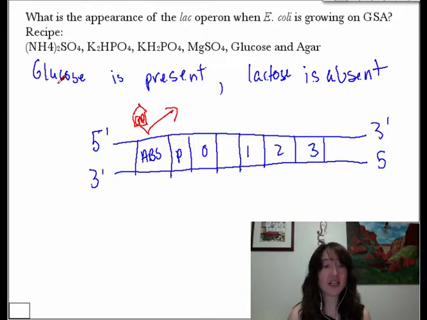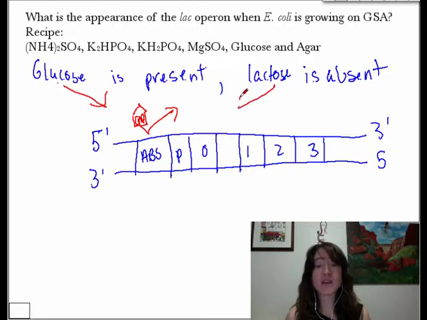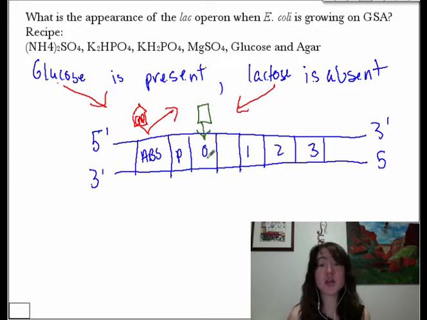So activator binding site, that responds to the presence of glucose. Operator, that responds to the presence of lactose. But notice that the repressor binds to the operator unless a derivative of lactose is present, and lactose is absent, so the repressor binds. Switch here at the operator, off. Switch at the activator binding site, off. This is a double off operon.